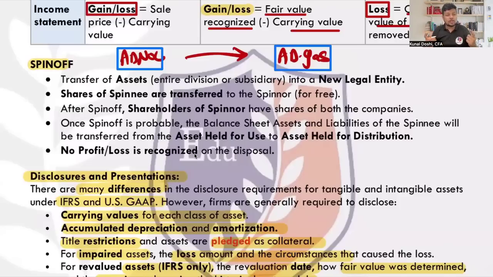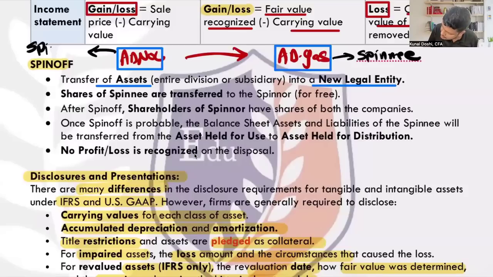So what will ADNOC do? ADNOC is a parent company. ADNOC Gas is a subsidiary. ADNOC will transfer all the assets to the new entity. Am I correct? Correct. That new entity is called Spinny. And ADNOC, the transferor, the parent company, is called Spinner. Understood? Spinner and Spinny. So ADNOC is Spinner, ADNOC Gas is Spinny.